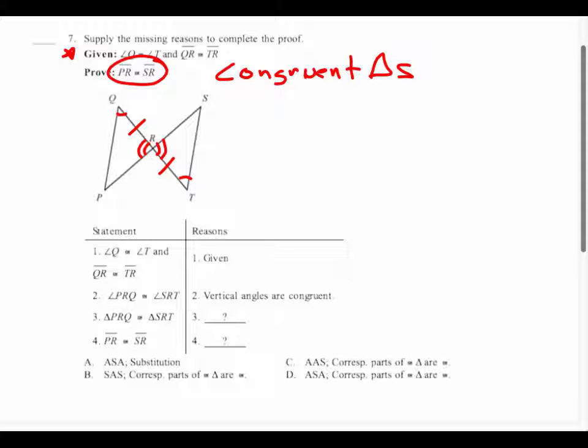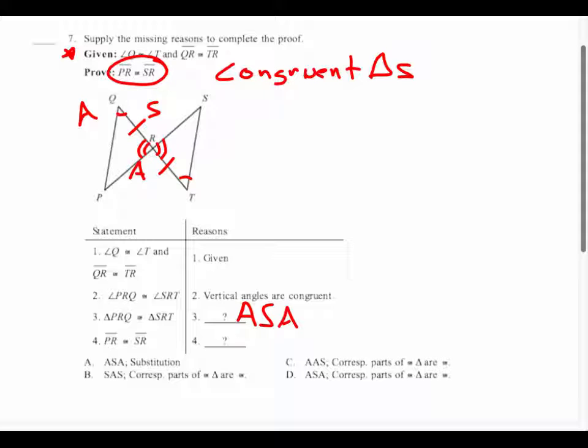Now I've done this informally. Let's fill in the blanks here. It says that triangle PRQ is congruent to triangle SRT. Well, why is that? I have an angle, and I have a side, and then I have an angle. So I think this will be ASA. We're going to double check it with one of the multiple choices.